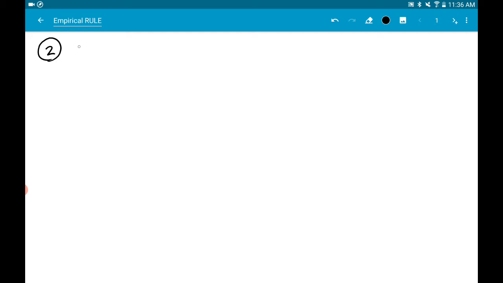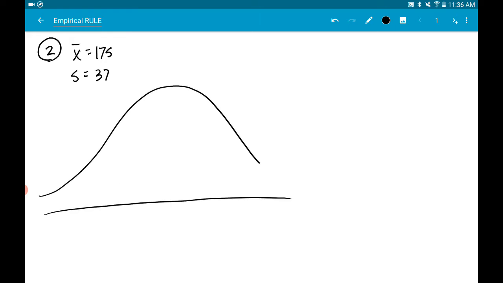with a mean of 175, so we're going to label that with the notation for mean, x bar, and a standard deviation of 37. That's how that would look. Draw a normal curve and label the standard deviations. So your normal curve is this bell-shaped curve. The mean always goes right in the middle.